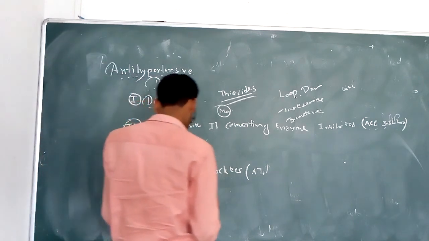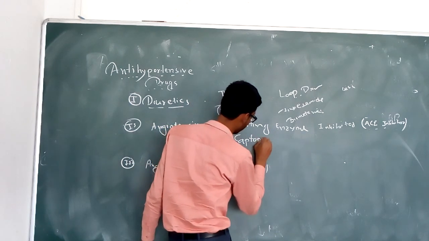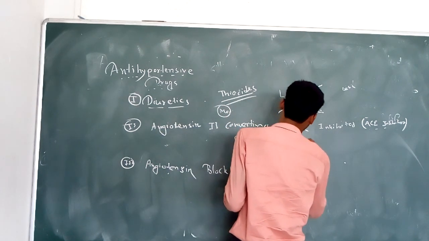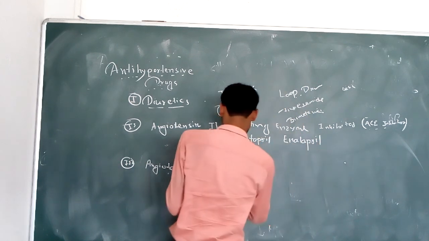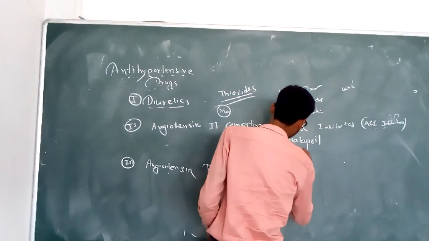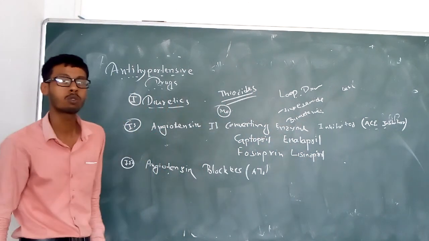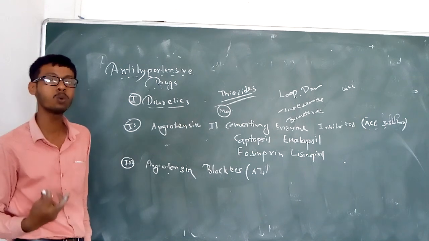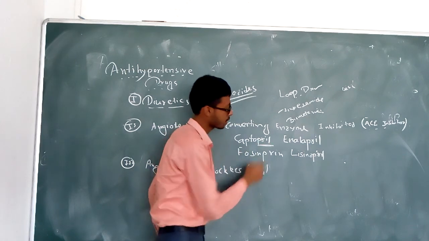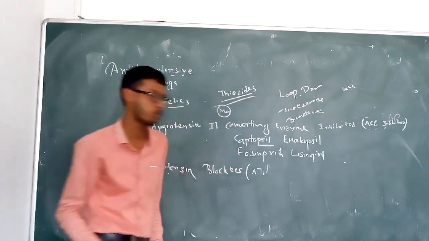So the example, আমরা দেখে নিই। Examples of this drug are captopril, enalapril, fosinopril, lisinopril. This is the example of the ACE inhibitor. So a question may be asked, give two drugs of the ACE inhibitor. ACE inhibitors must end with pril. So that is captopril, enalapril, lisinopril, fosinopril.